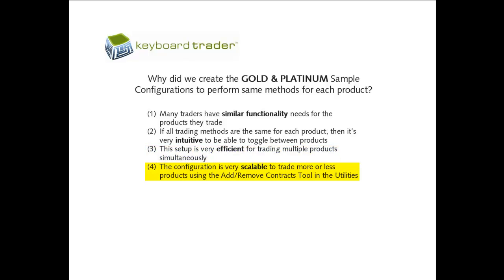We also want to mention there's another benefit to using this type of workspace configuration, namely one where you have the same method applied for different contracts in a set of macros. It's very easy to scale up or down the number of contracts which are referenced from your macros. You can do so using the Add Remove Contracts tool, which is found in the Utilities.